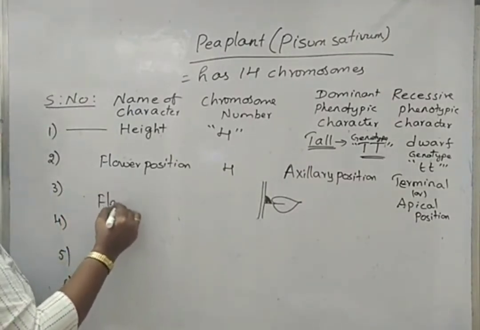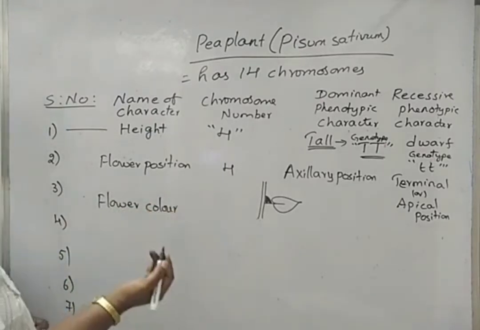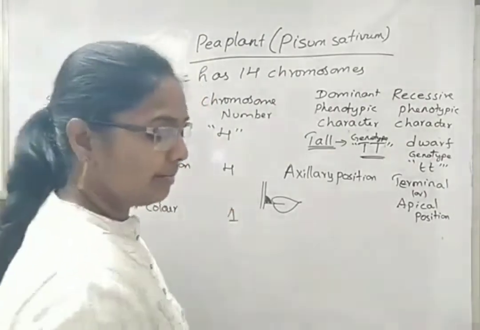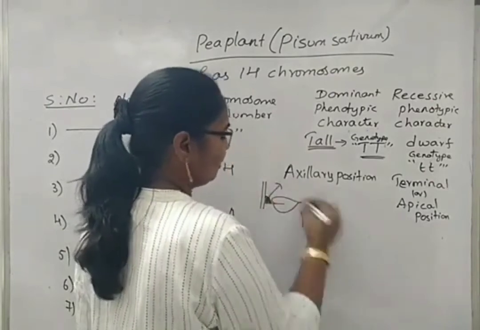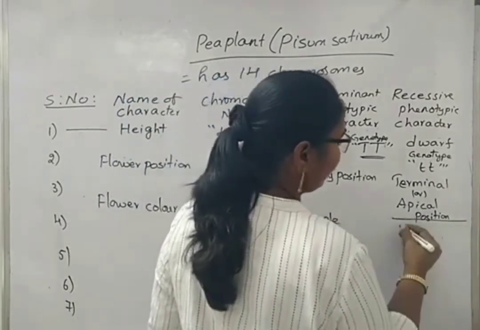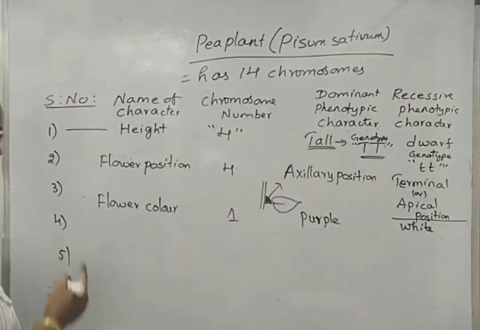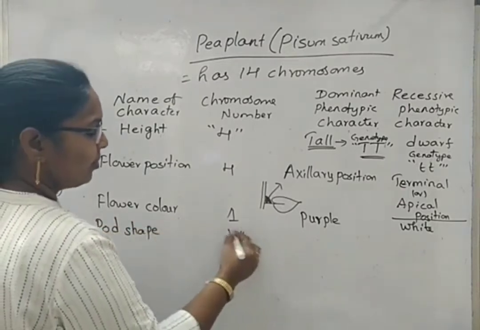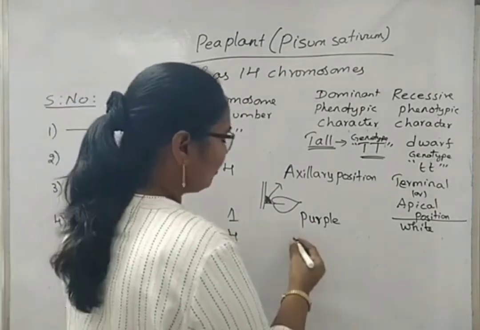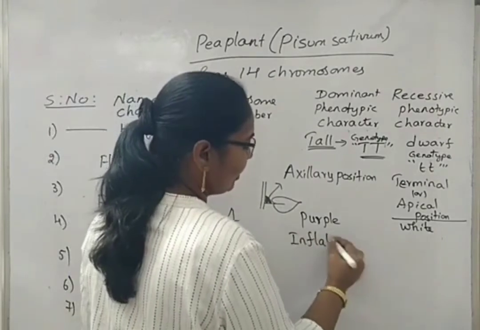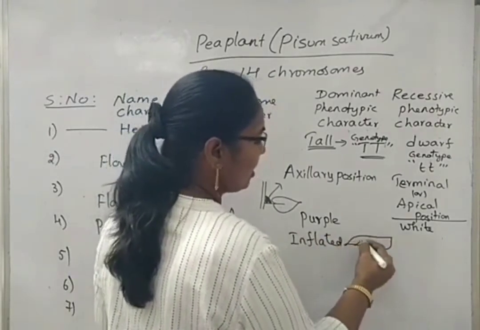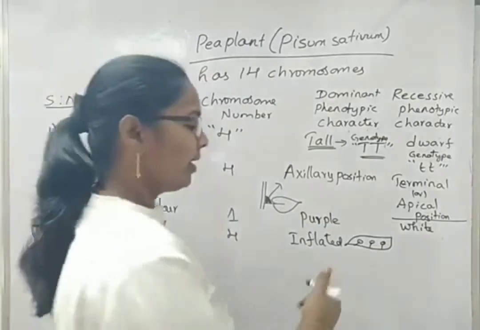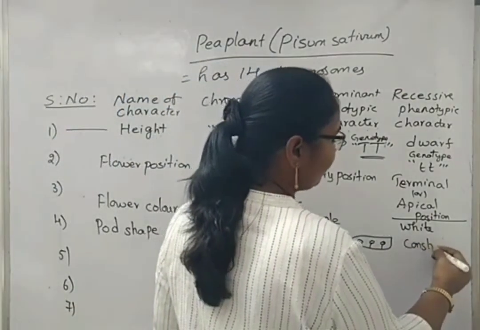Next, flower color. Flower color is regulated by chromosome number 1 out of 14. Dominant one is purple. Recessive phenotypic color is white. Now, fourth one, pod shape. Pod shape is regulated by the 4th chromosome. Here the dominant one is inflated. It means that if this is the pod which has seeds, the outermost layer does not have any bendings or constrictions. It is very normal and straight. Second one, constricted.